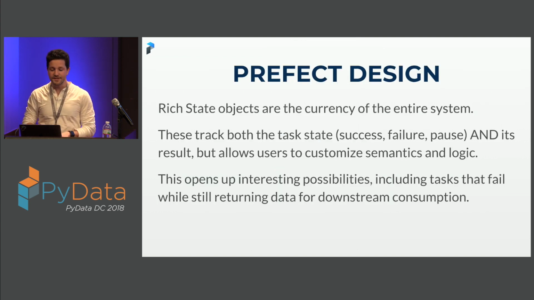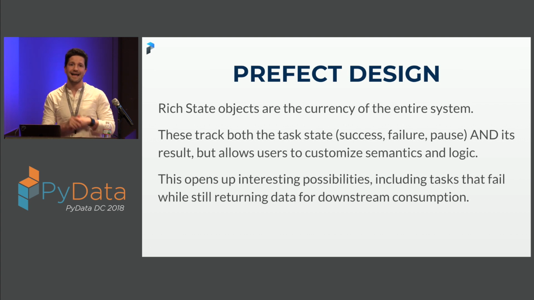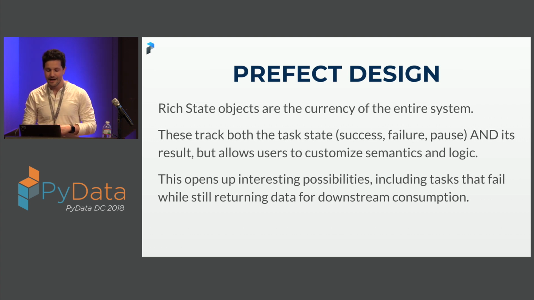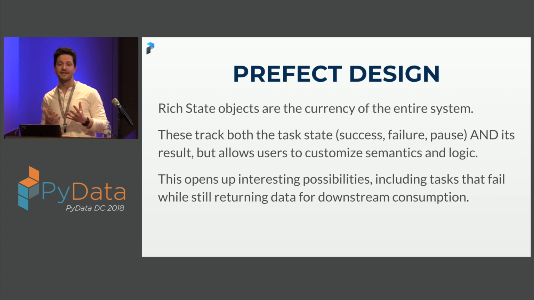In fact, the most important thing that we did with Prefect was that we allowed it to fail successfully. Prefect will track the state and result of every task in your workflow and let them depend on each other in a variety of ways. We use these rich state objects, the currency of the system, and we allow users to apply semantics to those objects. Don't worry, we have sensible defaults, so you don't actually have to do anything more than what I showed a moment ago if you don't want to.